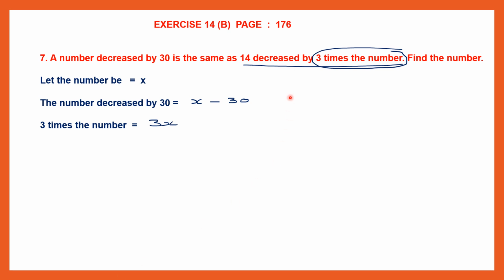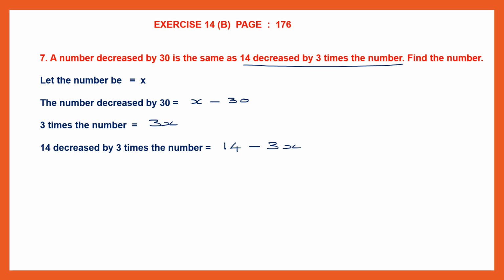Then let's see this. 14 decreased by 3 times the number. Let's write that. So that will be 14. Decreased means minus 3 times the number, which we have already found to be 3x. So 14 minus 3x. Now let's read the whole question. A number decreased by 30 is equal to 14 decreased by 3 times the number. So let's write it down.